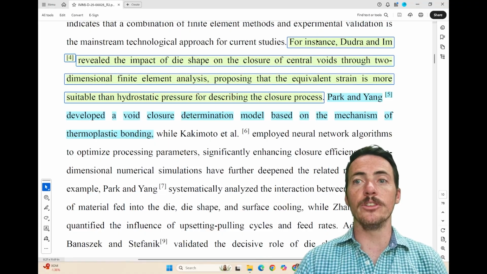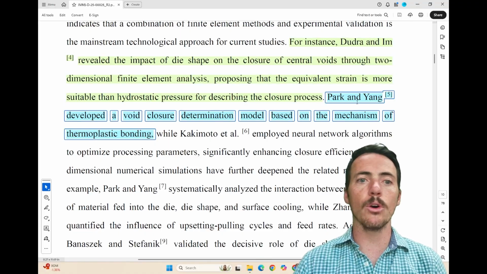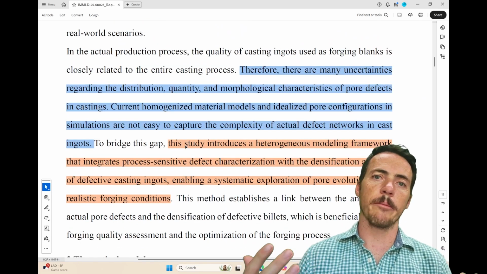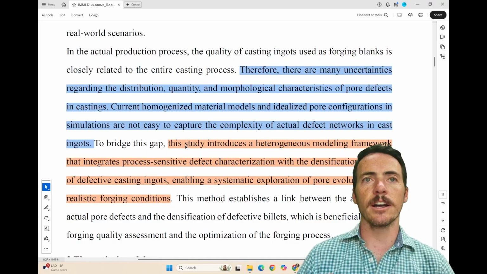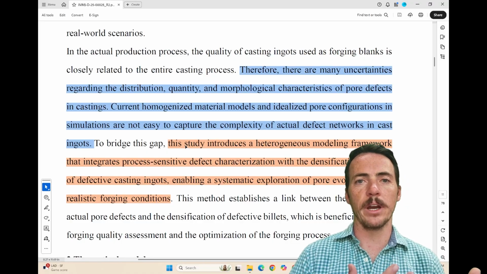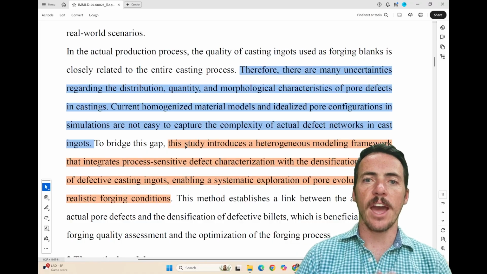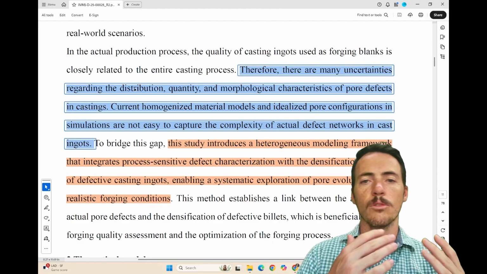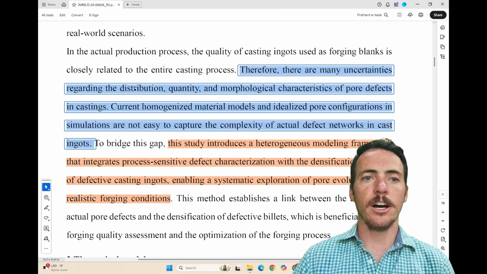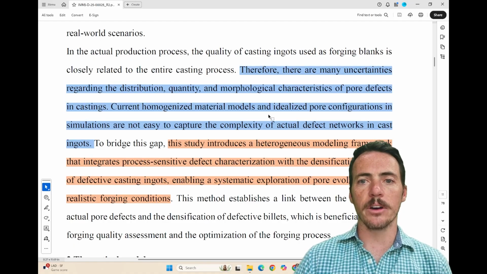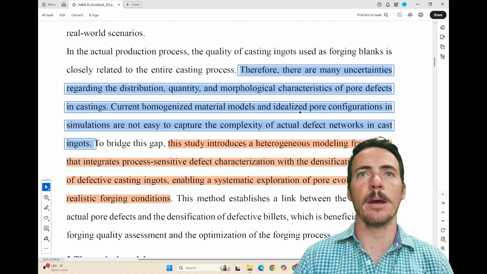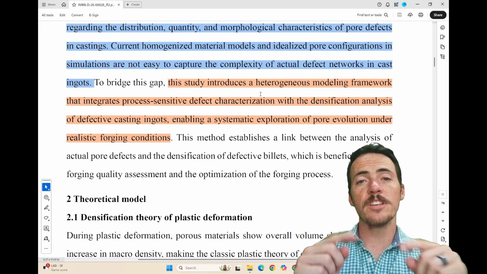Some early work by Dudra and Im, Park and Yang goes way back. The point of this paper is to go beyond what's been done in the past, which has essentially used concepts of what the distribution of pores might look like, and replace that with actual pore distributions, right? It says there are lots of uncertainties about the distribution, quantity, and morphological characteristics. Current homogenized models and idealized configurations just don't cut it, right? They don't capture the actual complexity. So this paper goes beyond that.